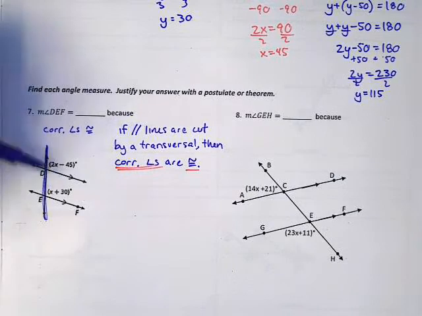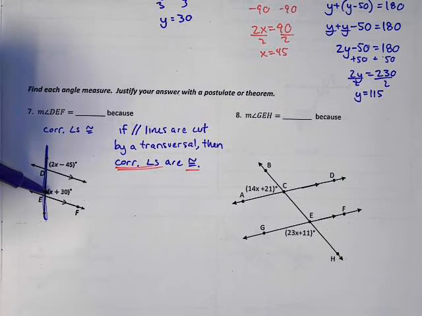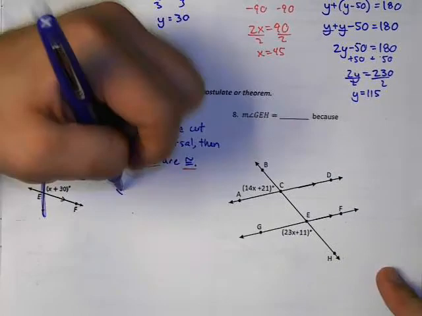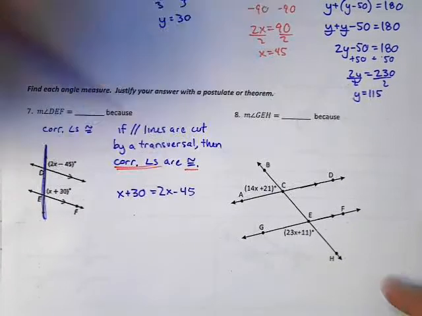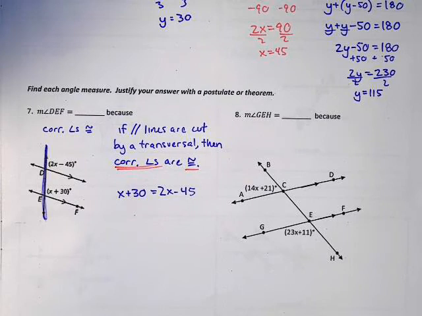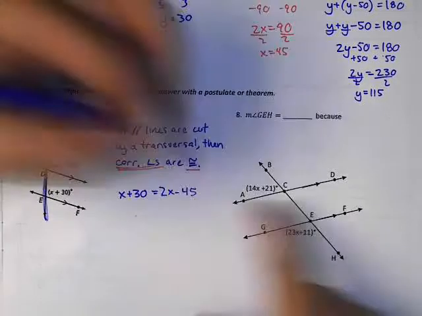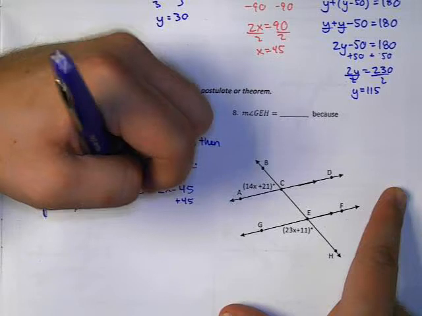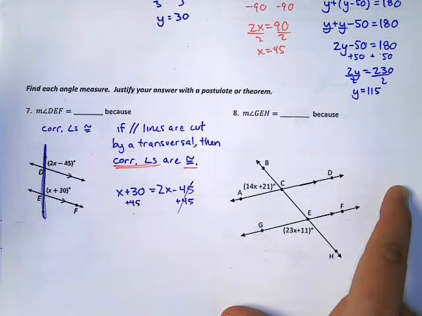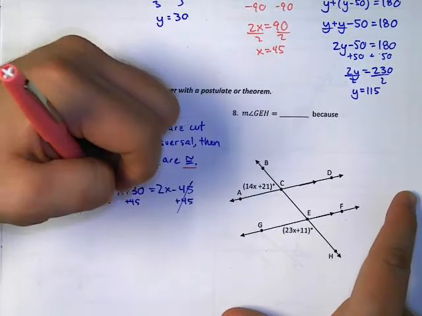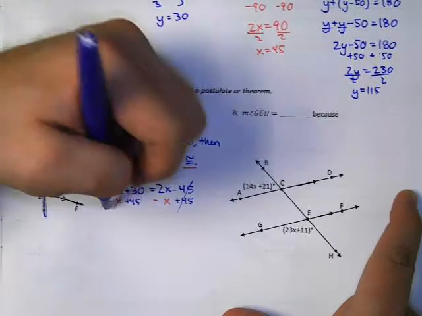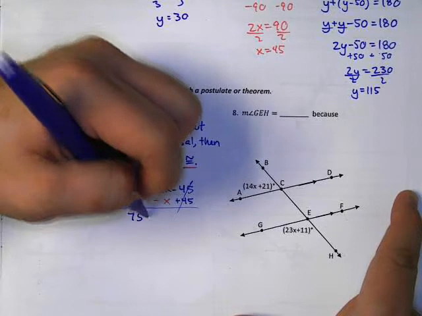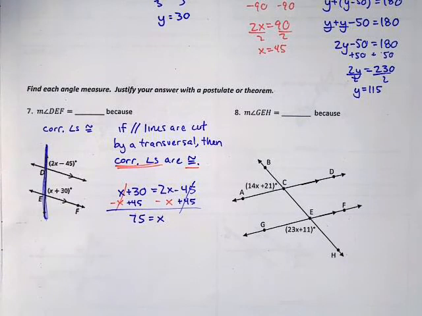So I can say that this angle is congruent to this angle, or the angle measures have to be the same. So x plus 30 equals 2x minus 45. Okay? Well, now we just solve this. I'm going to add 45, which means that'll cancel. I'm going to subtract x and subtract x, which means that's going to cancel. And I will have a nice equation of 75 equals x. X, excuse me.